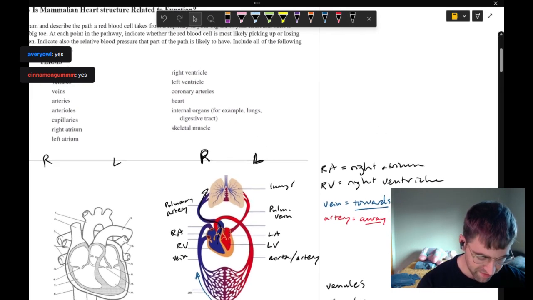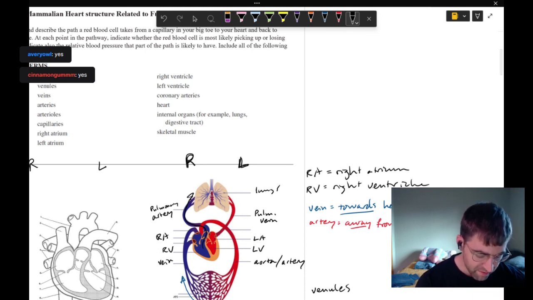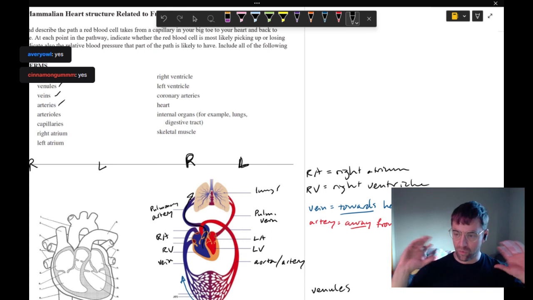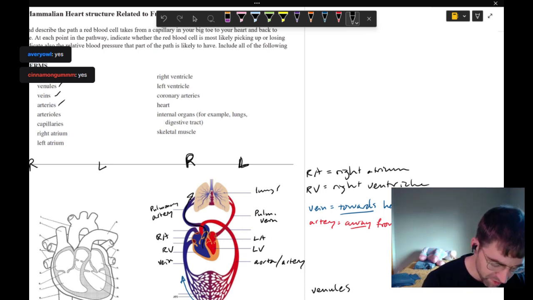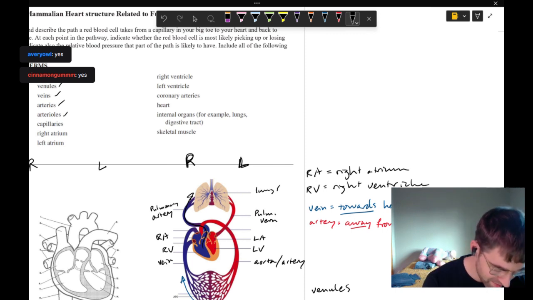Let's check our list. So the aorta is the big one coming out of the heart. Venules are those tiny veins feeding from capillaries back towards the heart. Veins feed towards the heart. Arteries go away from the heart. Arterioles are the really tiny, tiny arteries that feed capillary beds.